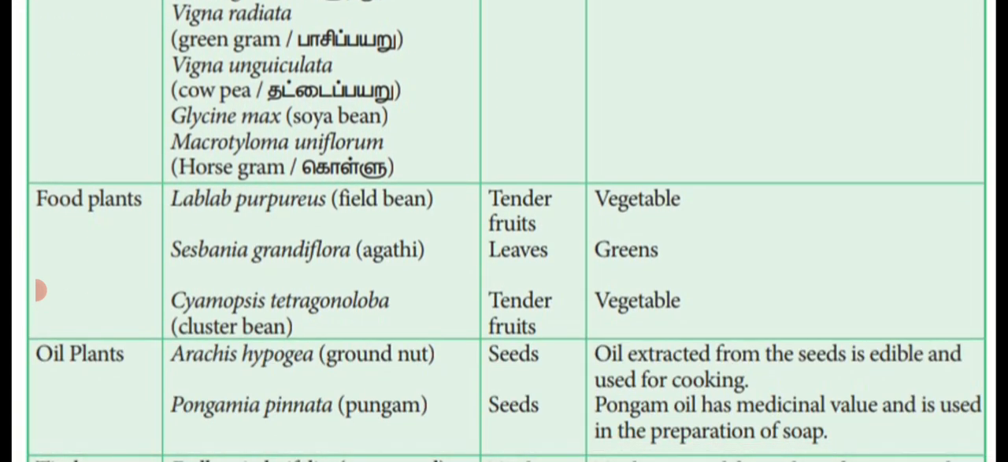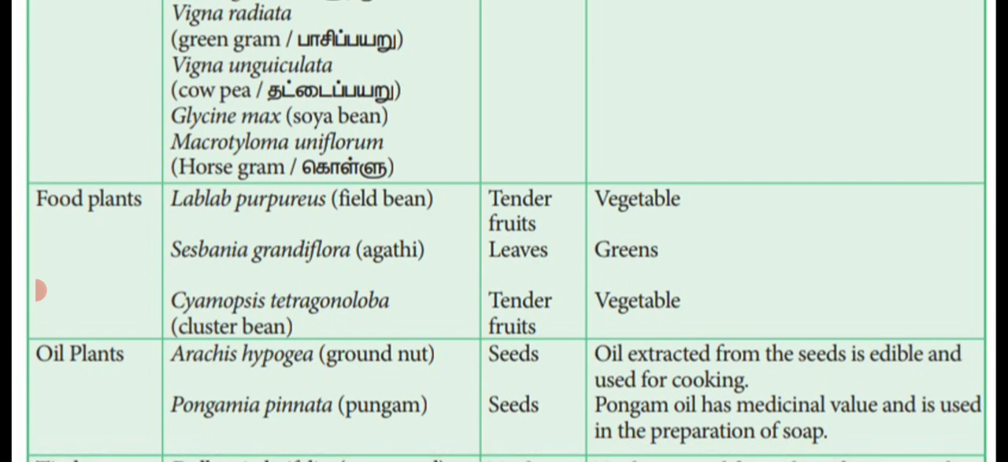Next one, food plant: Lablab purpureus, that is field bean, avaraikkai. The tender fruit is used as a vegetable. Sesbania grandiflora, agathi keerai. That keerai is known as agathi keerai. The leaves are used as a green leafy vegetable. Cyamopsis tetragonoloba is the cluster bean, kothavarangai. The tender fruit is used as a vegetable.